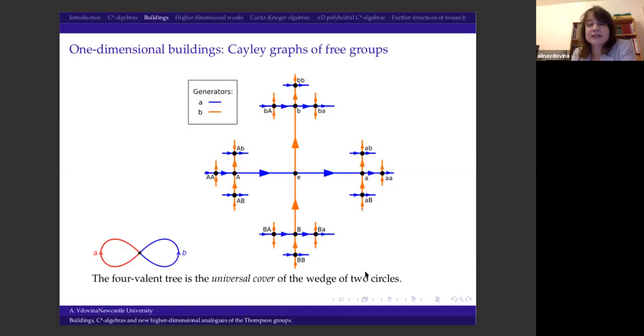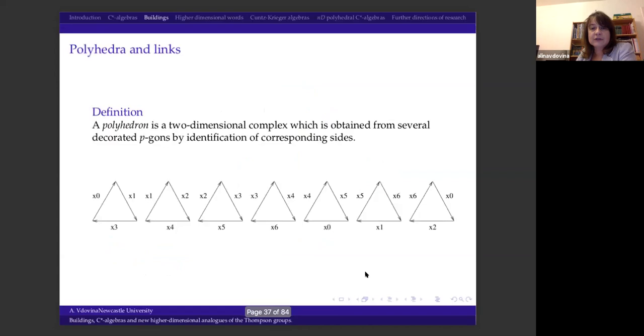Of course, an infinite tree is also a building, but we don't need all those axioms of a building when we work with trees. Nevertheless, let's look at trees as one-dimensional buildings. As many of you know, the way I look at buildings is that I construct some finite objects, and then buildings appear as their universal covers. This is an example of a polyhedron glued from seven triangles with words on the boundary. This is how I get complexes: I take a set of polygons, write words on the boundary, and then identify sides with the same letters, respecting orientation.